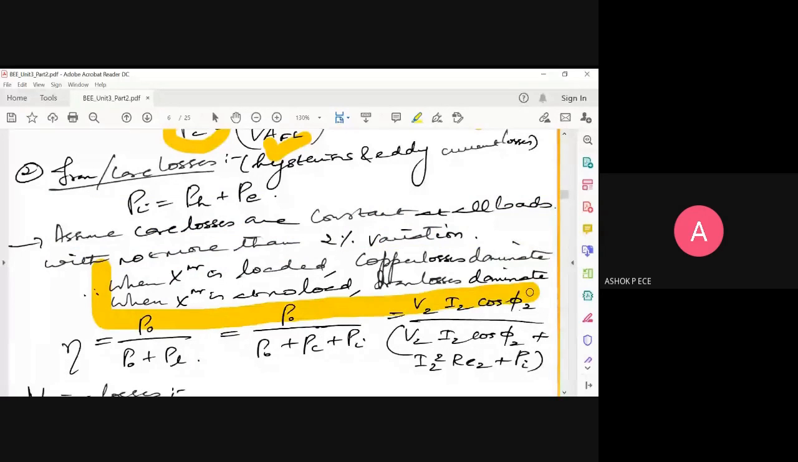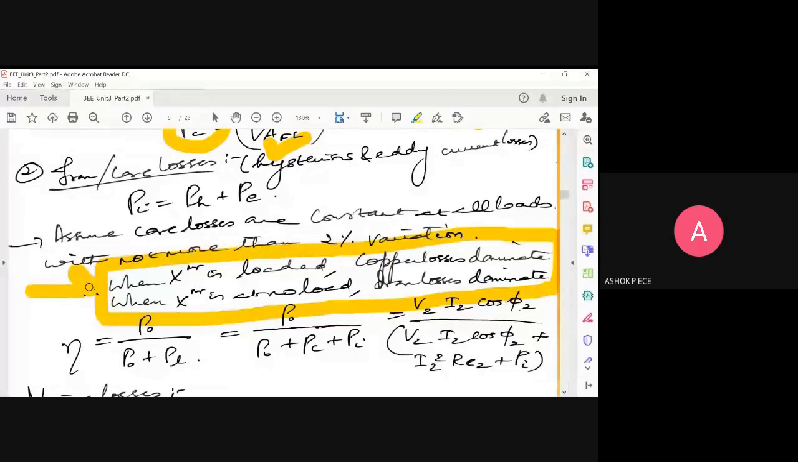I hope this is clear to you. Load, in the sense, assume that you are connecting any appliance to your transformer. That is the simple example of how you can correlate load in a transformer.